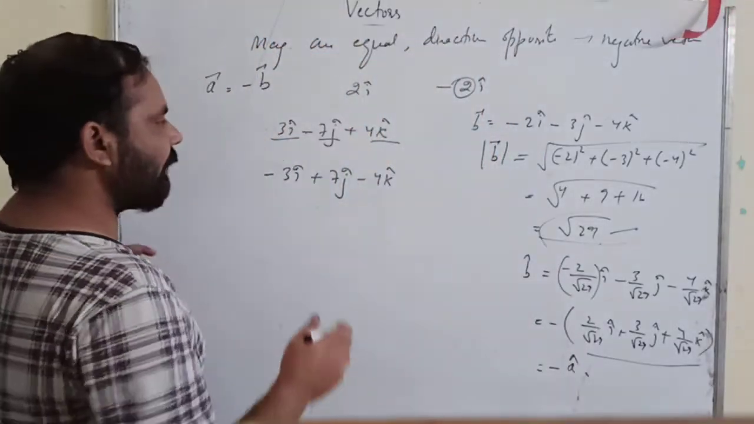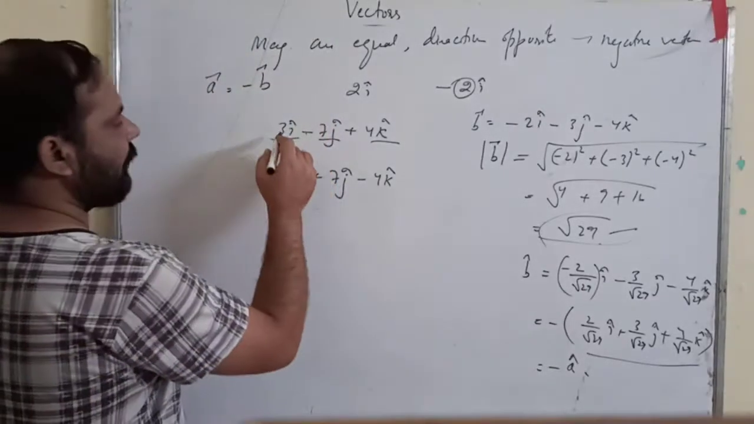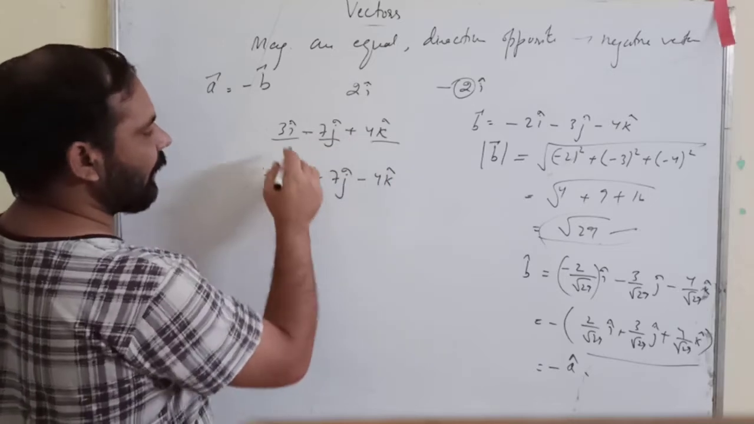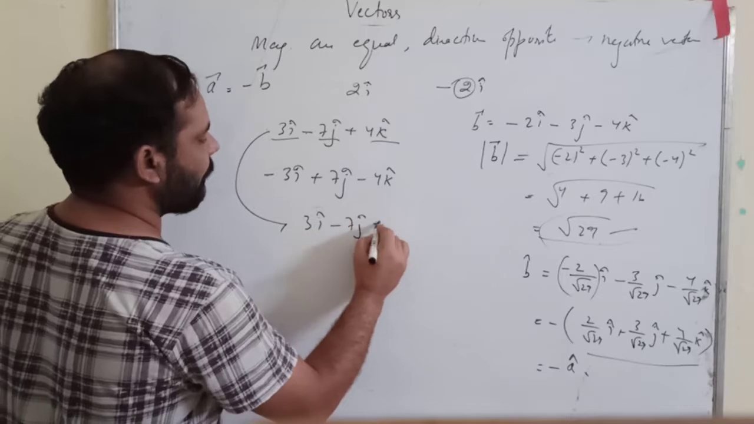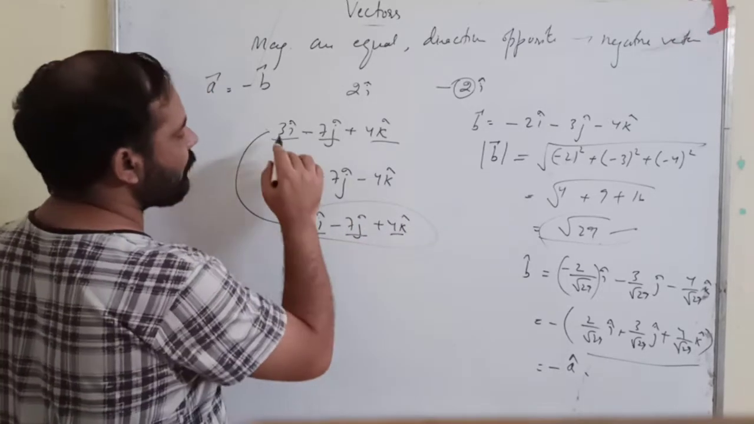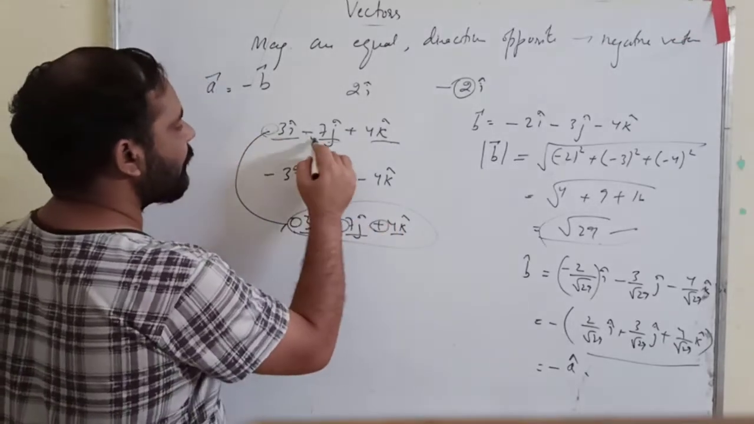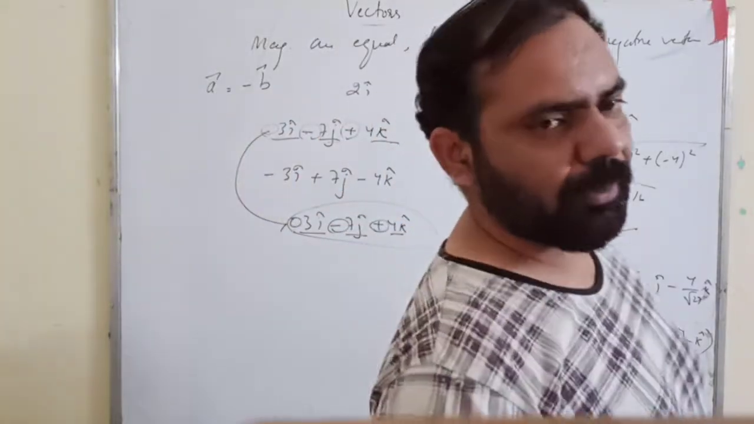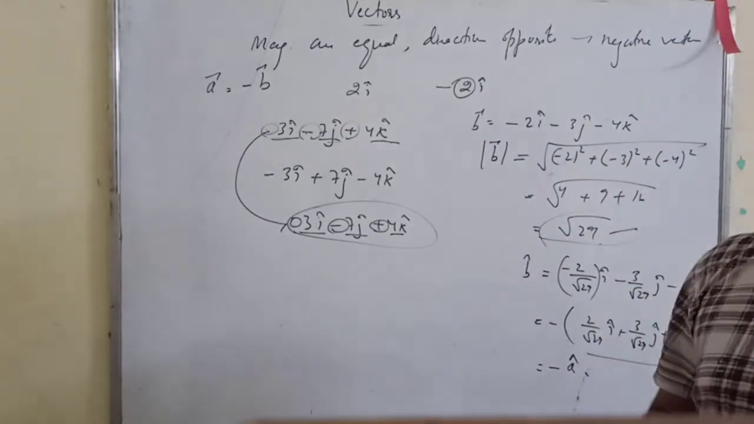Okay? Equal vectors: every vector will be equal to itself only. Right? Because suppose you have 3 i cap minus 7 j cap plus 4 k cap, the only equal vector is 3 i cap minus 7 j cap plus 4 k cap. Means all the three quantities must be equal as well as their signs must be the same, right? Same sign, same magnitude, equal vectors. Opposite sign, same magnitude, negative vectors.